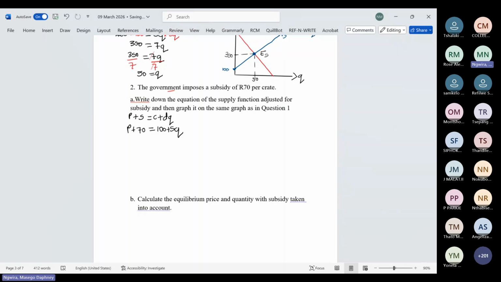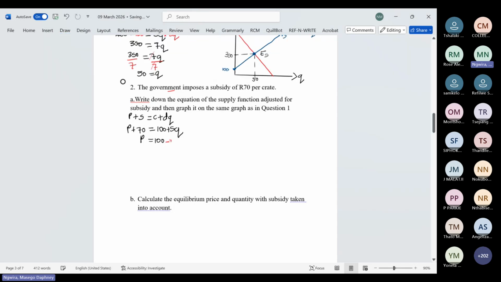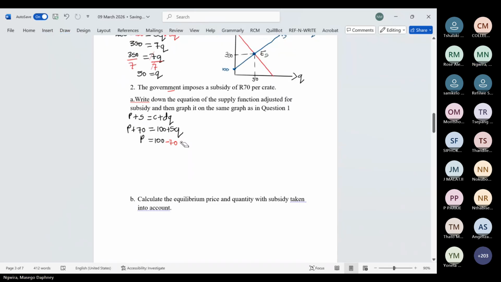Now we take this 70 to the other side, because 70 and 100 are like terms. P is equal to 100. When you move 70 to your right-hand side, it's going to be a negative 70, and then plus this 5Q. Now 100 minus 70 is 30, if I'm not mistaken, and then plus 5Q. This is our supply function after subsidy.